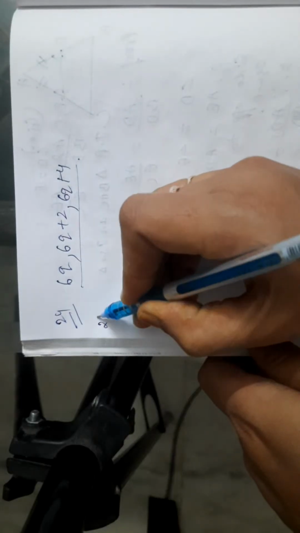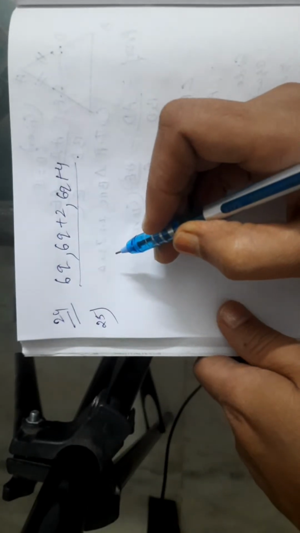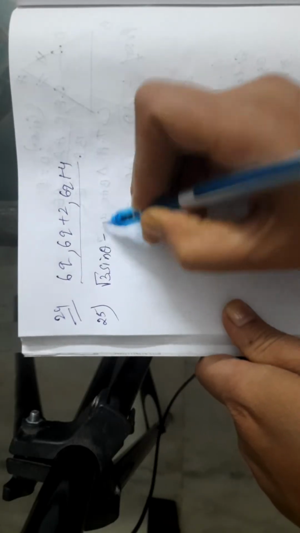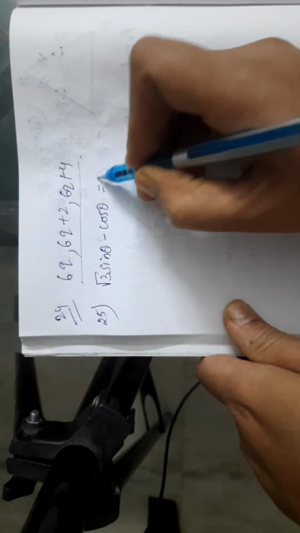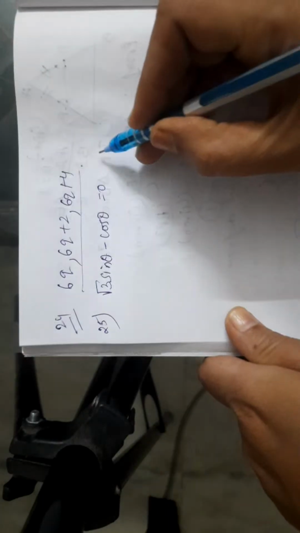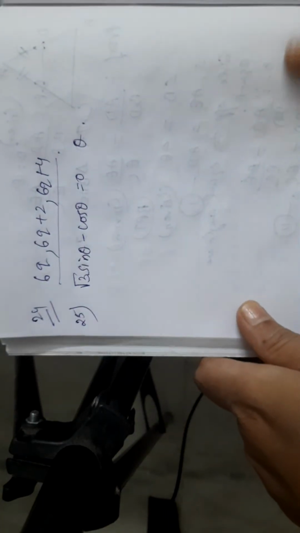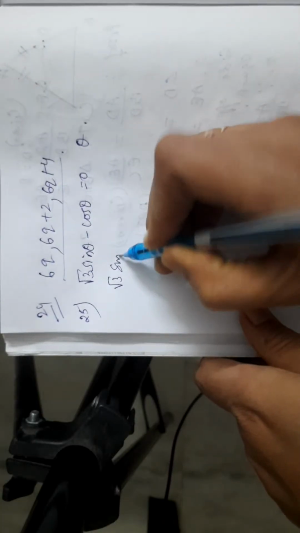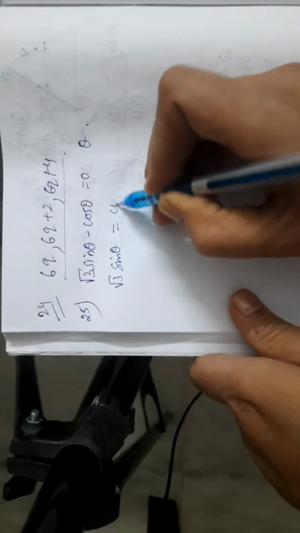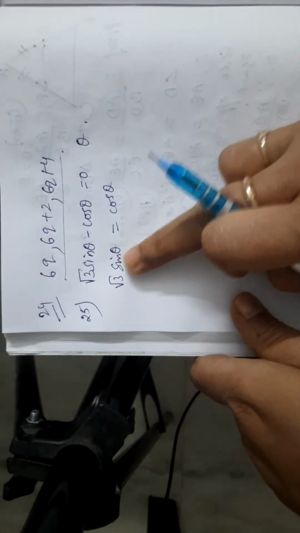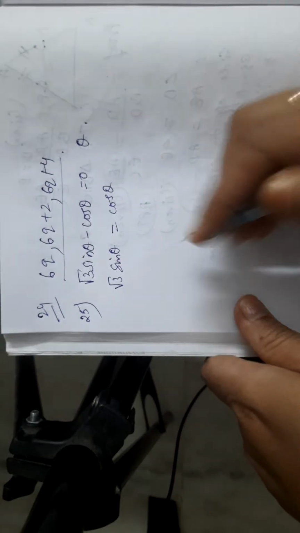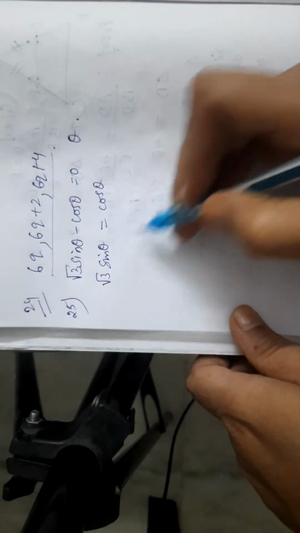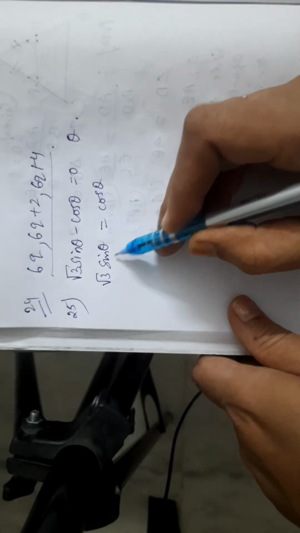Now the 25th question is from trigonometry. It's given root 3 sine theta minus cos theta is 0. We need to find the value of theta. So here, first shift cos theta towards the right side. Root 3 sine theta is equal to cos theta. Now bring root 3 to the denominator, or whatever you feel is simple, you can do it that way.